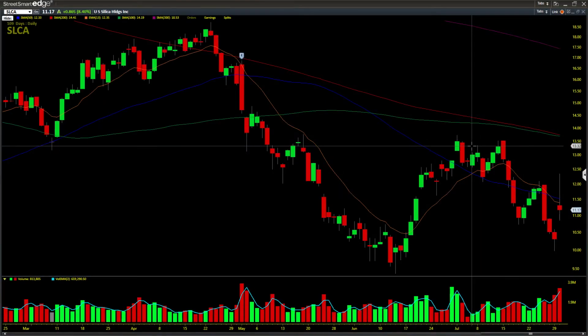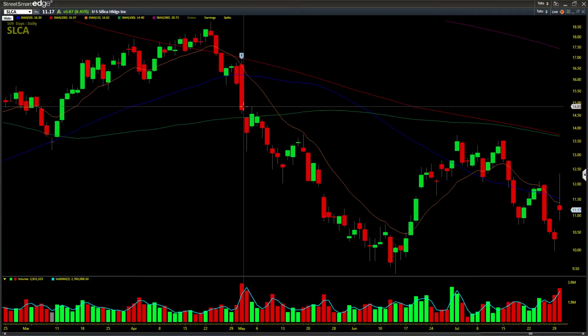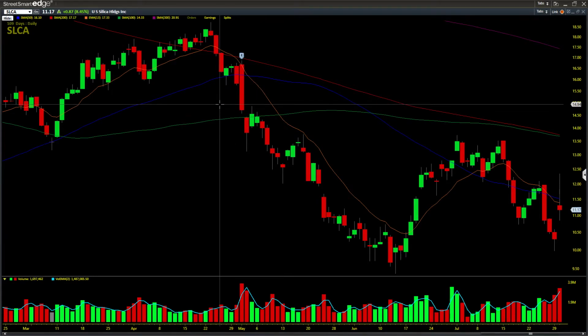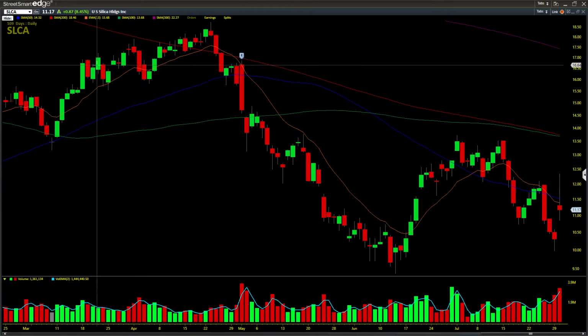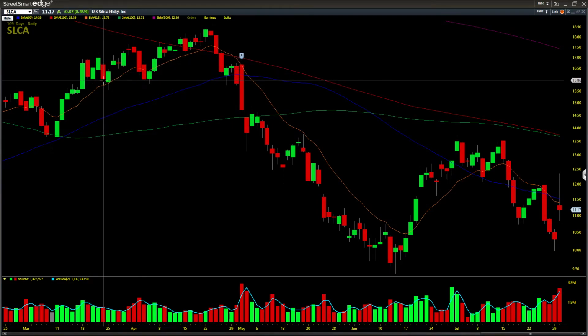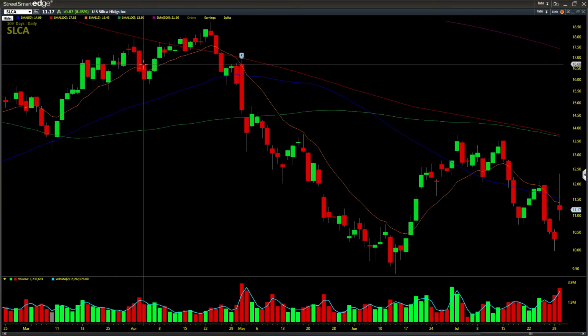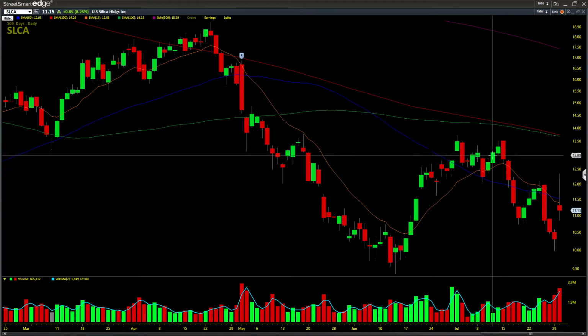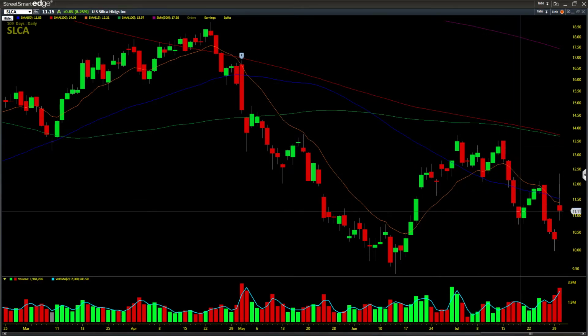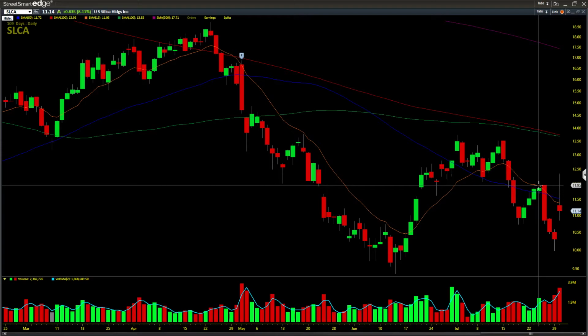But with SLCA, what I see with this is it has a lot of nice rebound plays on it. Big green candle, sell off, and then it pops back up. Sells off, pops up. Sells off, pops up. Sells off, little pop, sells off, pops. Big sell off here, pops up. So acting kind of like a rubber band.